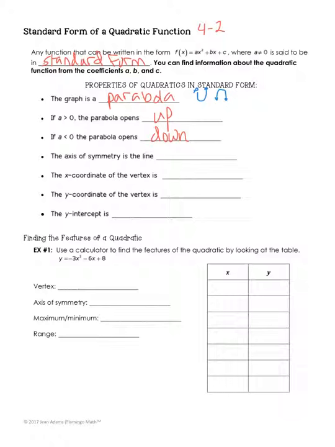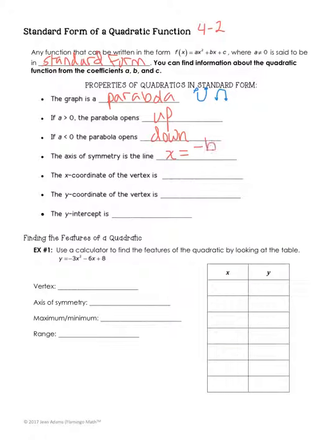The axis of symmetry is the line x equals the opposite of b over 2a. Again, we get that from the standard form here, the opposite of b over 2 times a. The x-coordinate of the vertex, remember, the axis of symmetry goes through the vertex, so the x-coordinate of the vertex is where we get the axis of symmetry. So that's the same thing: x equals the opposite of b over 2a.